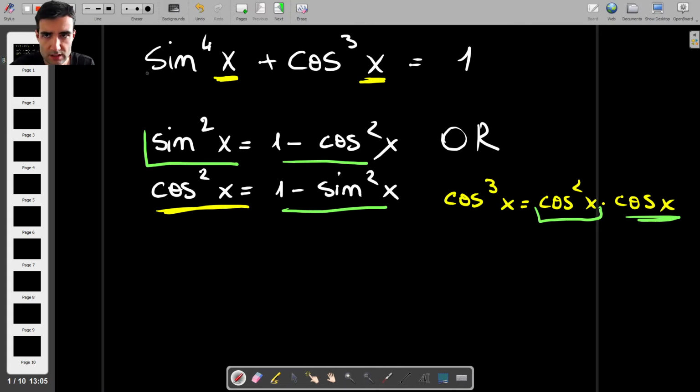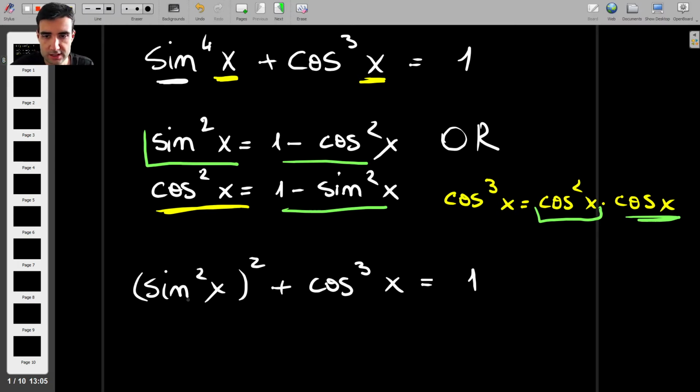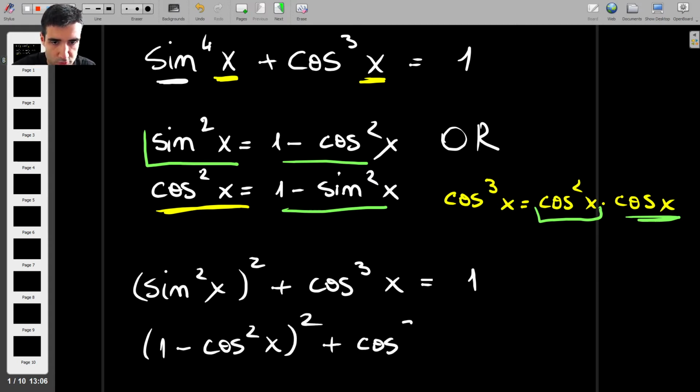So I'm going to go here, and instead of sine to the power 4, I'm going to write it as sine squared of x, squared, plus cosine cubed of x, and this equals 1. Okay, so sine squared of x, instead of that, I'm just going to write 1 minus cosine squared of x, squared, plus cosine cubed of x, and that's equal to 1.